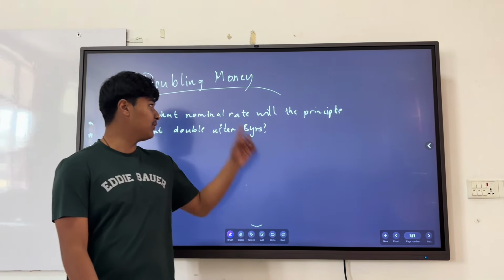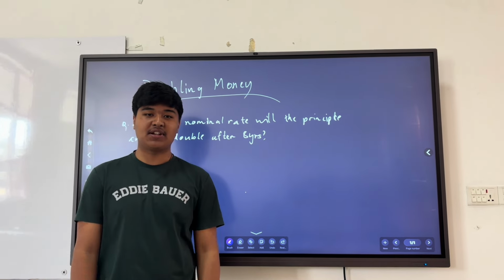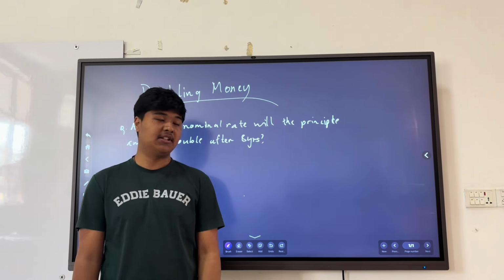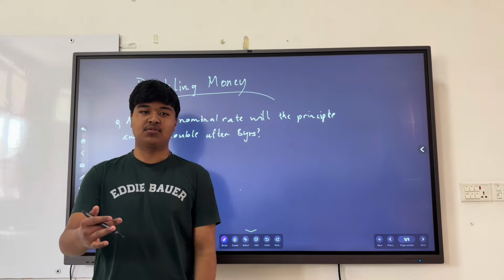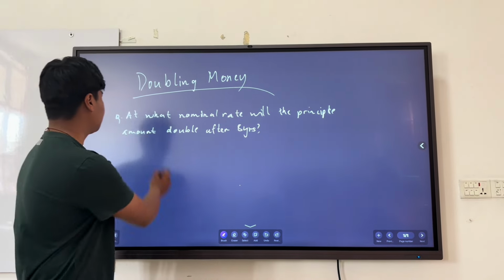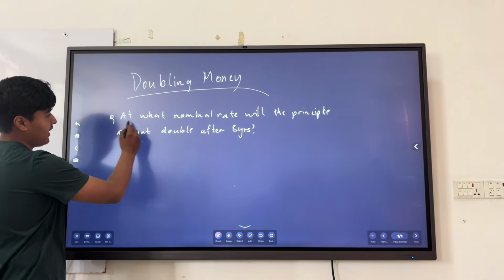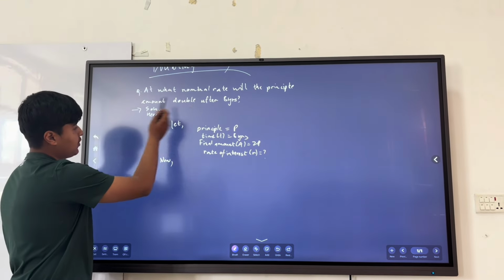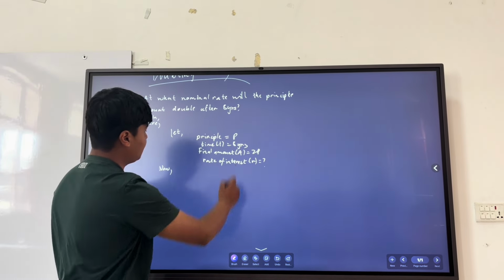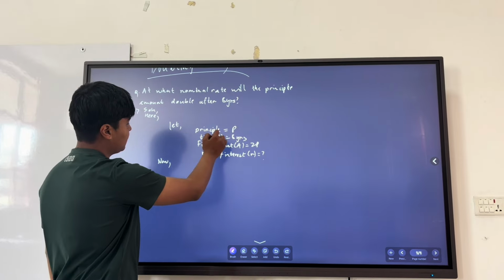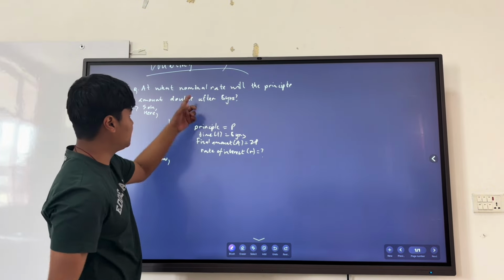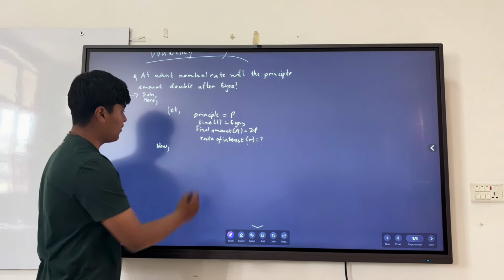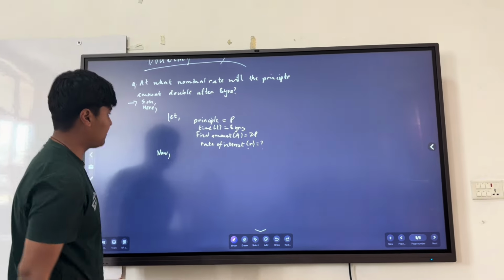So doubling money means making your money twice its original value due to interest or gains. It means your $1,000 invested becomes $2,000. For this I have taken a question to solve. Here the question has said, at what nominal rate will the principal amount double after 8 years? So the question has not given us any principal, so we let the principal be P. It has given time is 8 years. Final amount will be 2P since we have to double the principal amount, and rate of interest is what we have to find. So now we use the similar concept as compound interest.